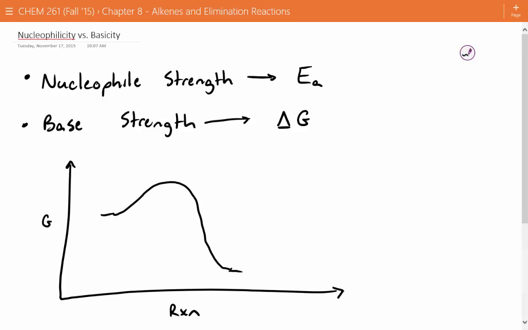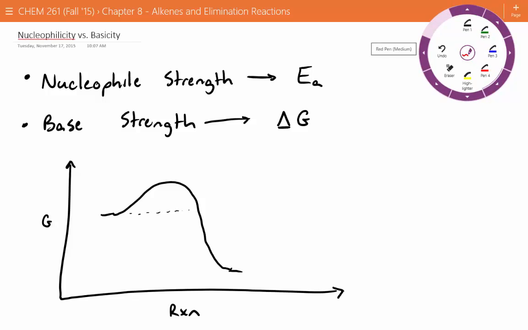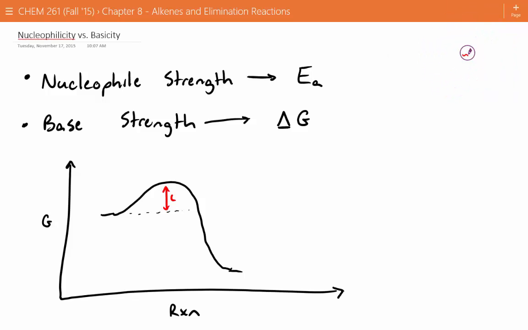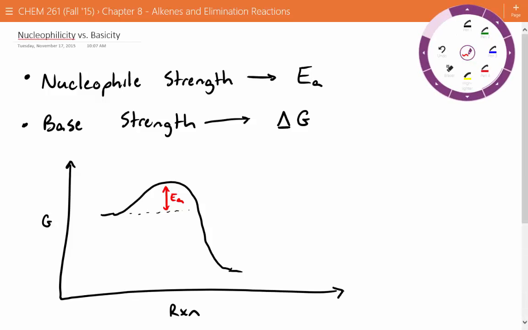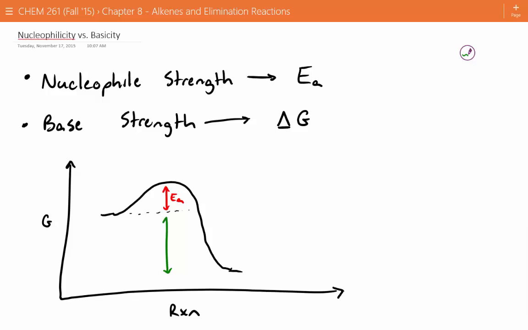And if we think about this, we can say, all right, we'll draw out this pretend dotted line going across. Activation energy is describing this energetic hump that you have to overcome, right? How big is the hill that you have to climb? How much energy do you need to overcome the reaction barrier? Delta G instead is looking at how much more stable your products are than your reactants. It doesn't care about the transition state. It's just saying, I want to look at your products. I want to look at your reactants and compare their stability. So base strength is only looking at starting materials and products. We're not comparing how we got there. Nucleophile strength is we're actually looking at that hump we have to overcome.